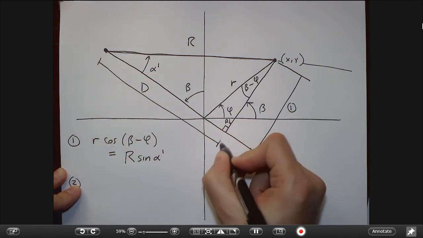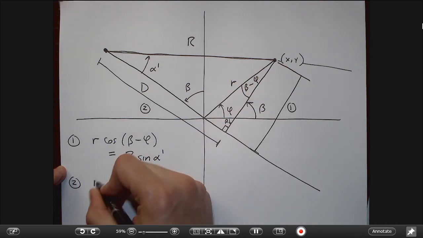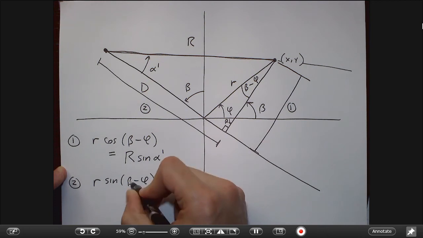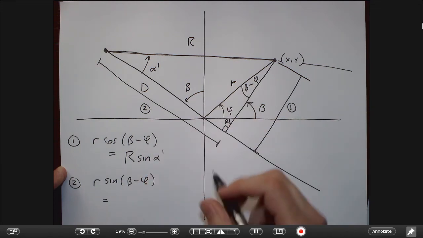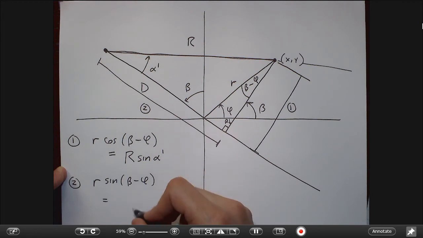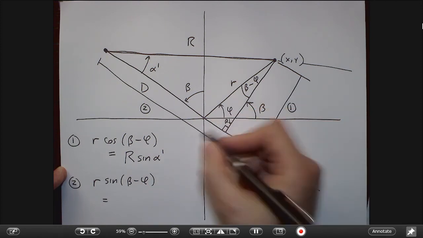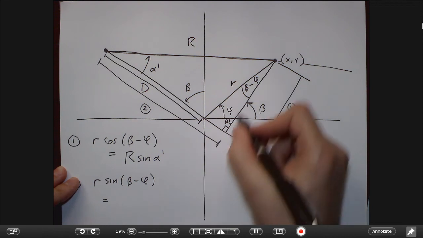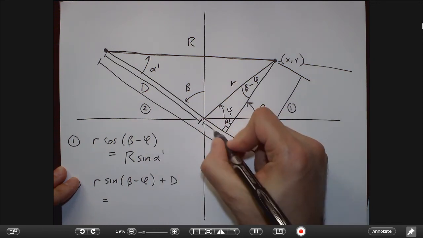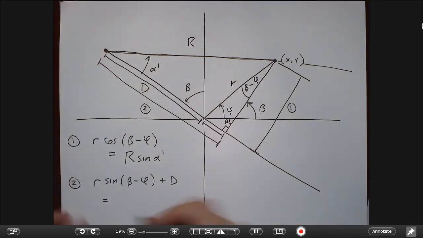And now I'm going to make another one. So this distance here, I'm going to label number 2. Again, I can think about this in two ways. One is this is the opposite of this angle here, so this is little r sine beta minus phi. Or I can think about it as the adjacent of this. So D, I should be a little bit clear, D is going up just to here, right? So this thing here is actually this distance, which is r sine beta minus phi, plus this other distance. That's what gets me to this whole thing, which is then R cosine of alpha prime.